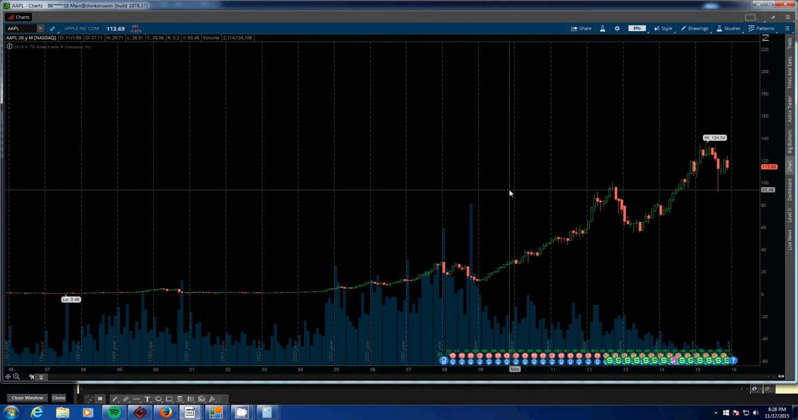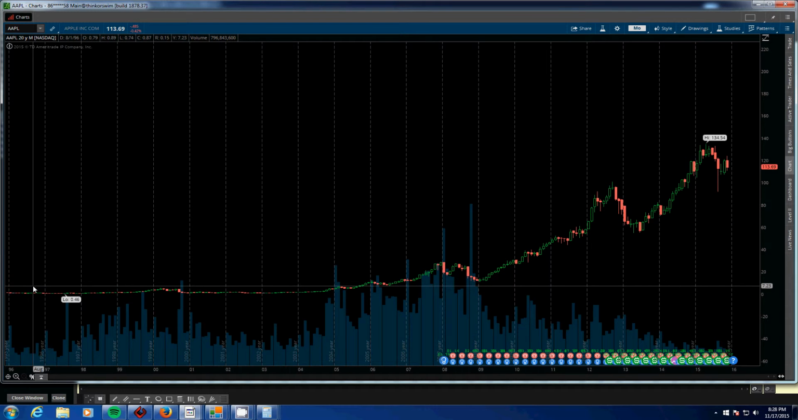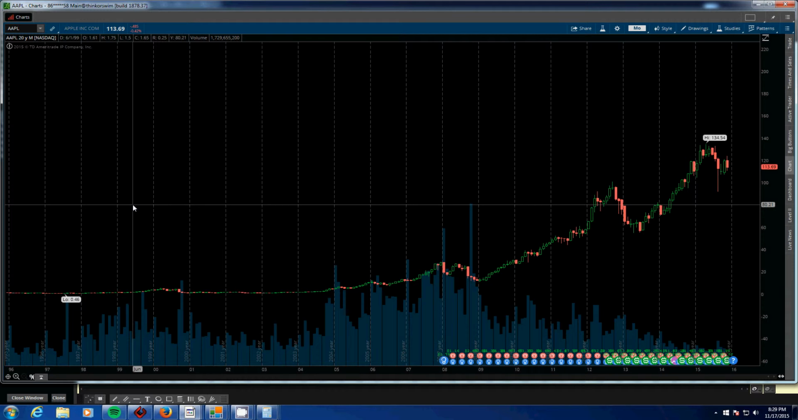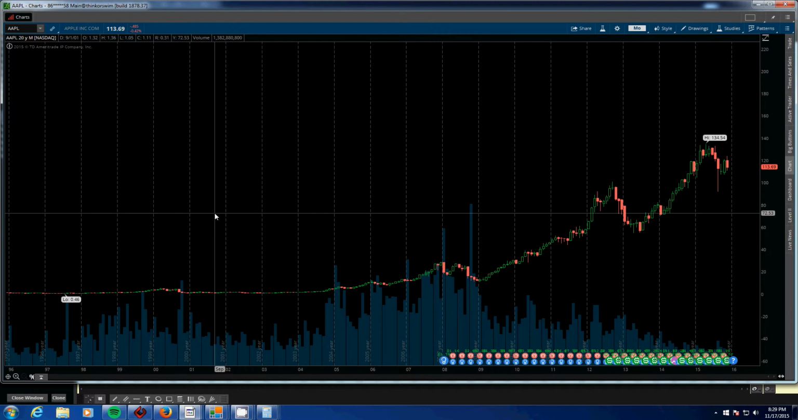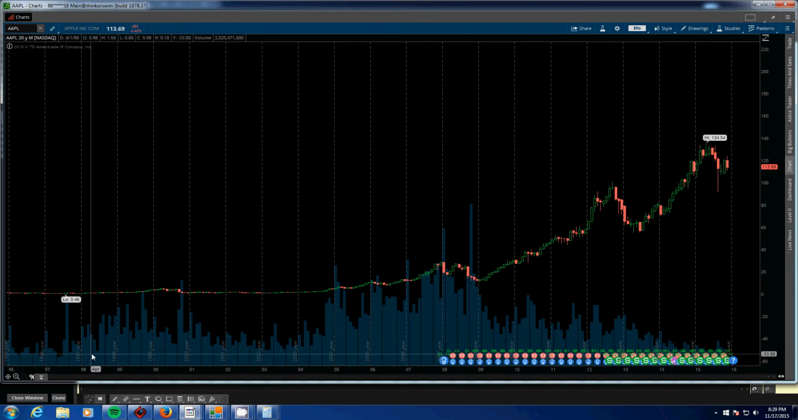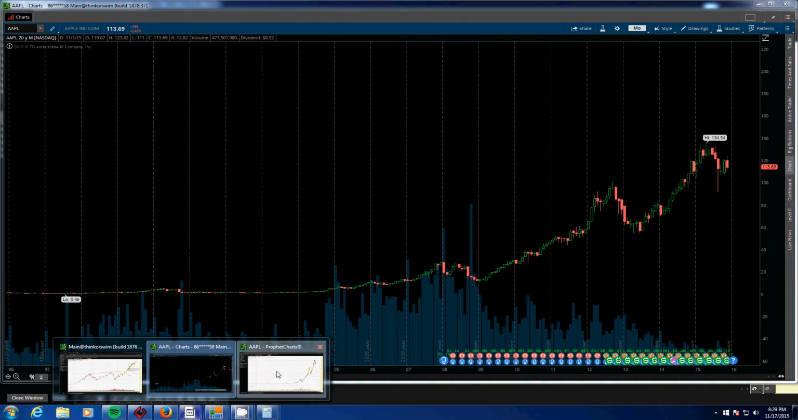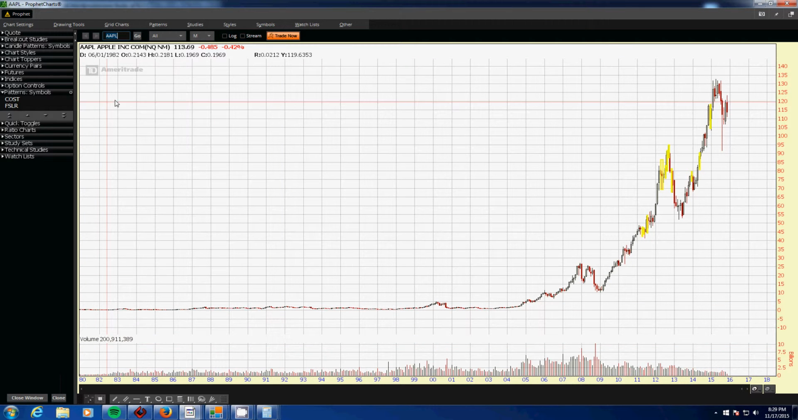I just wanted to mess around with Apple a little bit, put some fibs on it, and show you a couple of interesting things with it. Here on the chart section of Thinkorswim, it only gives you 20 years. But if you go into the profit section, it'll take you back as far as the charts allow if you do the all function.